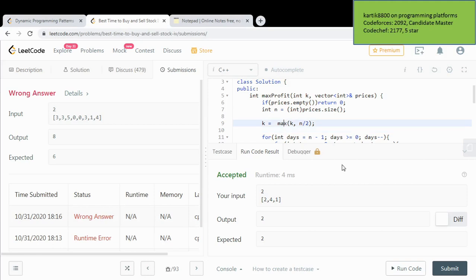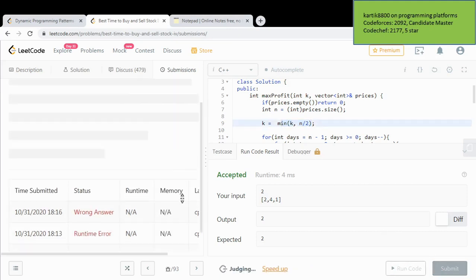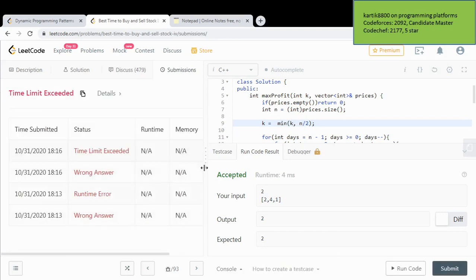Oops, the problem is that the maximum K can be this, and it's going to be the minimum of whatever K is comma n by 2, because one of these two will be the limiting factor among the number of transactions that I can actually make, right? So whichever of these two is lower, that is the maximum transactions you can make. Now let me submit. Hopefully I'll get an accepted.